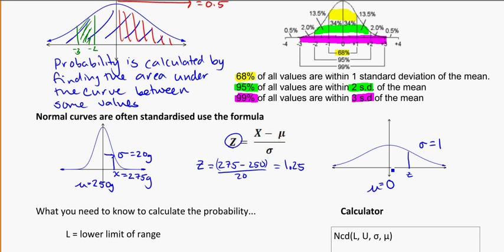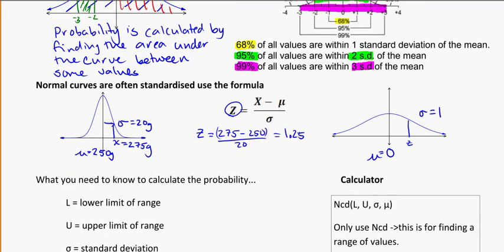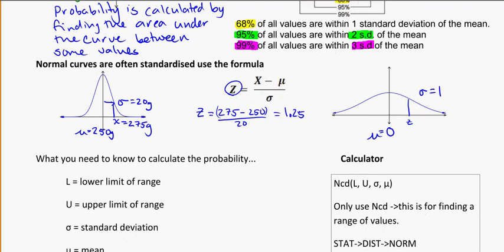And if you get it into that form, you can use the normal tables by hand, but your calculator will take it without it being standardized. So don't stress too much about that if you're in survival mode.